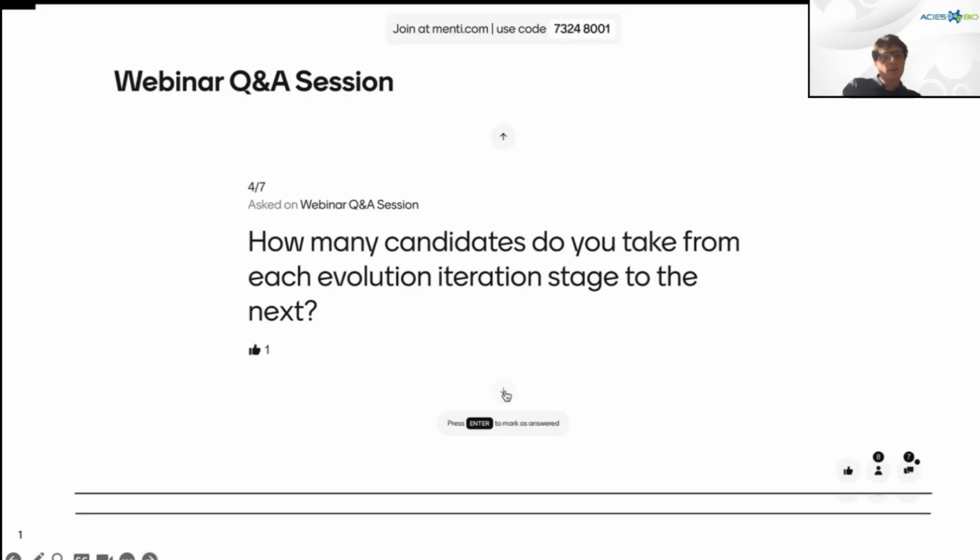How many candidates do you take from each evolution iteration stage to the next one? Here, again, it depends on where you're starting. If you're starting with a very low yielding strain, this is the, I would say, easy part where you're just picking the low hanging fruit. And usually you don't need to test many because some will really significantly jump out.